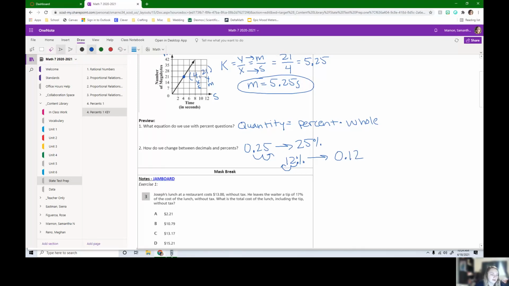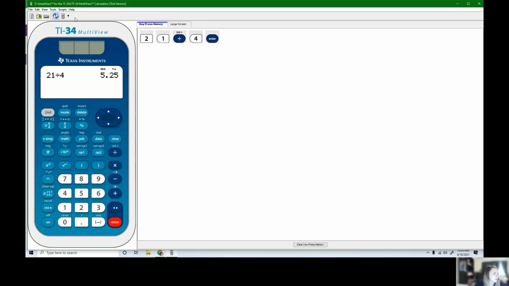We can also do this on our calculators. So I'm actually going to clear this history so we can use this. If I have 25% and I want it as a decimal, we just type in 25% and hit enter, and it will tell us it's 0.25.